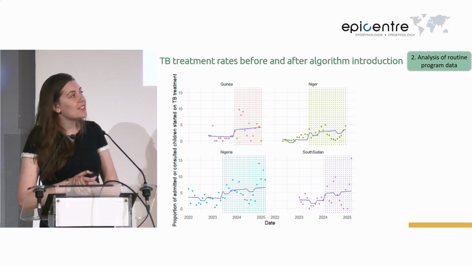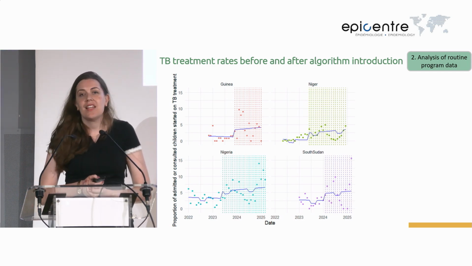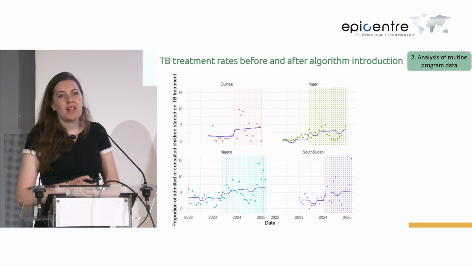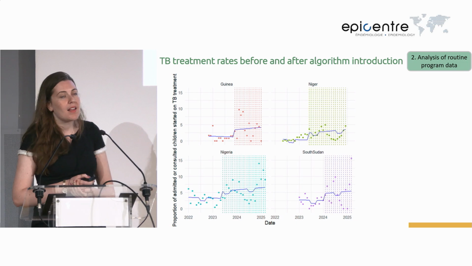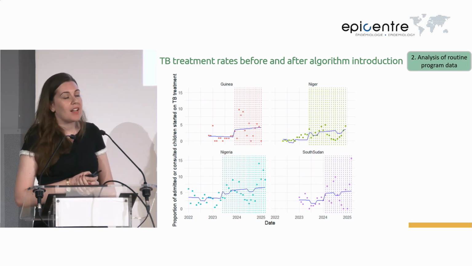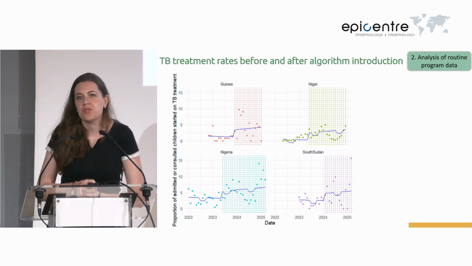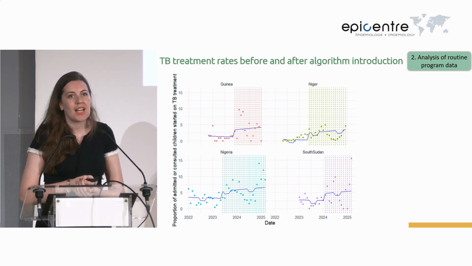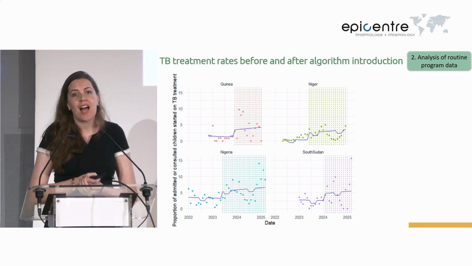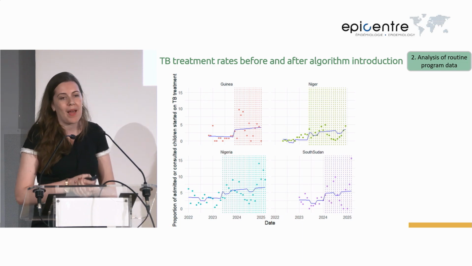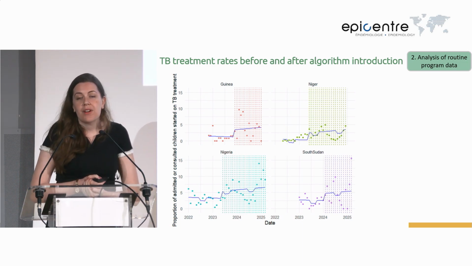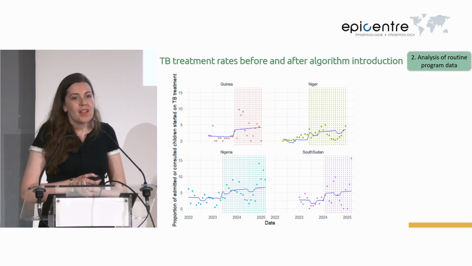The results of this analysis are shown here. Each dot on the slides represents the proportion of children admitted or consulted who were initiated on TB treatment. The unshaded area on the left of the slide is before the algorithms were introduced, and the shaded area on the right is after. We can see that in general, across each of the sites, the proportion of admitted or consulted children initiated on TB treatment tended to increase after the algorithms were introduced, which is what we would expect. This is further illustrated through the blue lines on each graph, which were generated through the model.